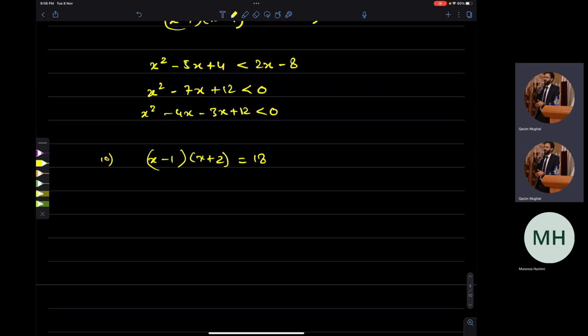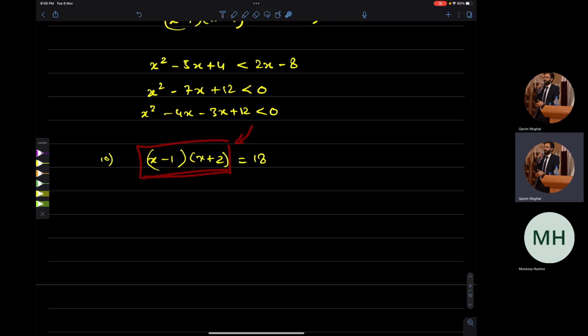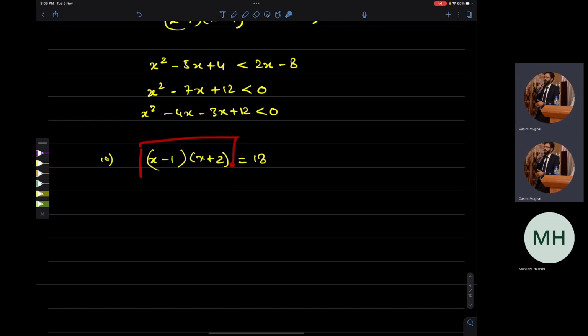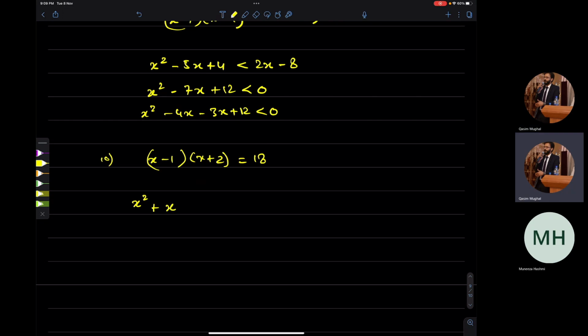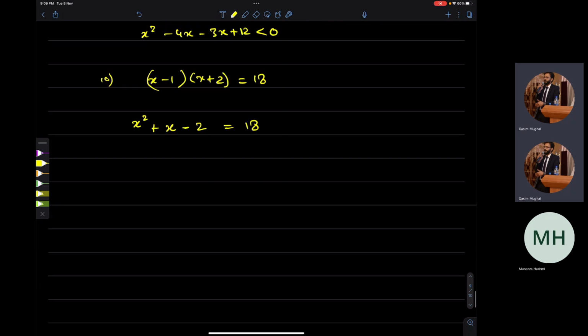Okay, so now this one from the left hand side, if you look at the factors, you can clearly see that upon multiplying this, you're going to get a quadratic. But we don't have 0 on the right hand side. So I'll have to expand the left hand side first. So that's going to give us x squared plus x minus 2 equals to 18. I've expanded it directly, okay?